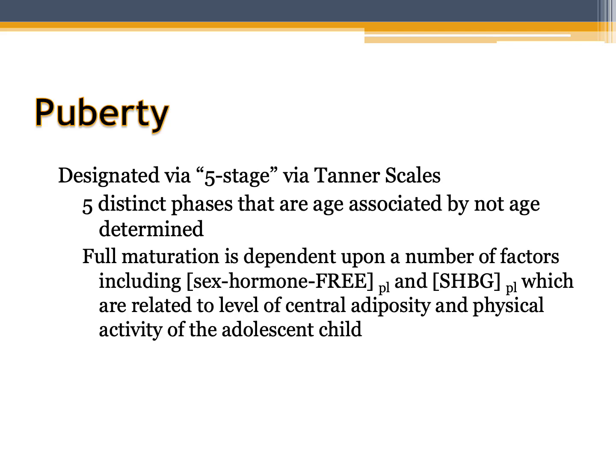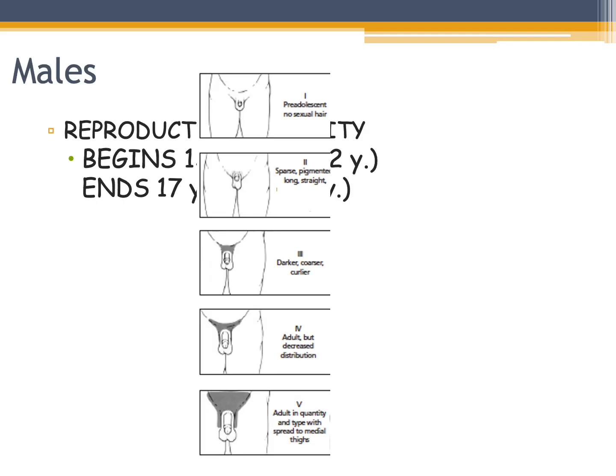Some of them can be related to adiposity issues and physical activity issues of the adolescent child. But we have to remember that even though we're going to be associating ages with them, the way in which puberty takes place is going to be independent of actual age of the individual. So the first thing we're going to look at here is the male reproductive maturation.